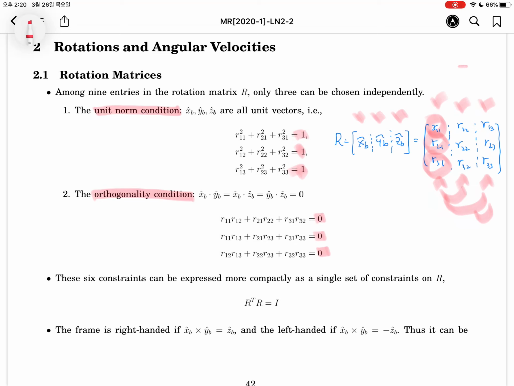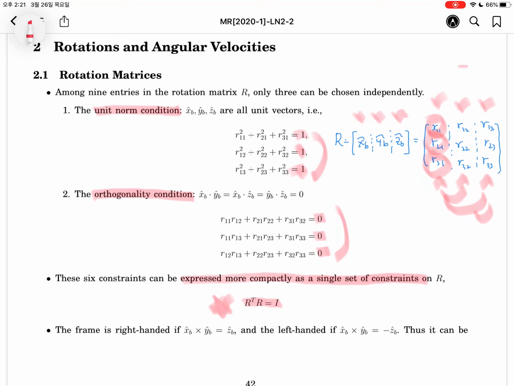Those 6 constraints, 6 conditions, can be expressed more compactly as a single set of equations on R. It will be written as R transpose R equals the identity matrix. By using this equation, we can apply the 6 constraints, this one and this one.